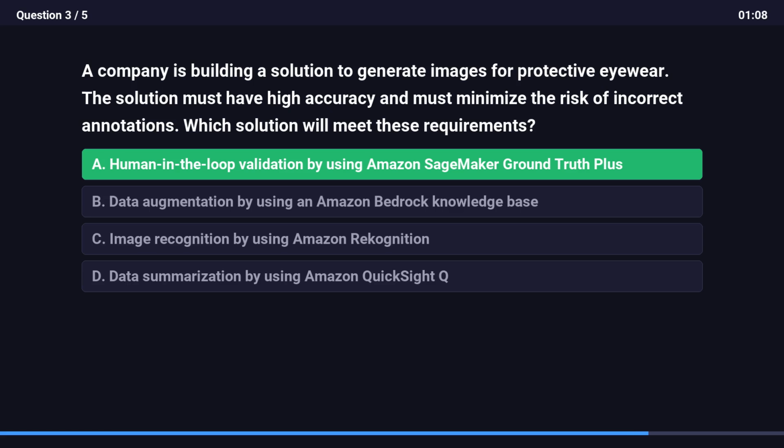Data augmentation does not address annotation accuracy. Amazon Rekognition recognizes images but does not generate them. QuickSight Q is for data visualization and summarization, not image generation or annotation.